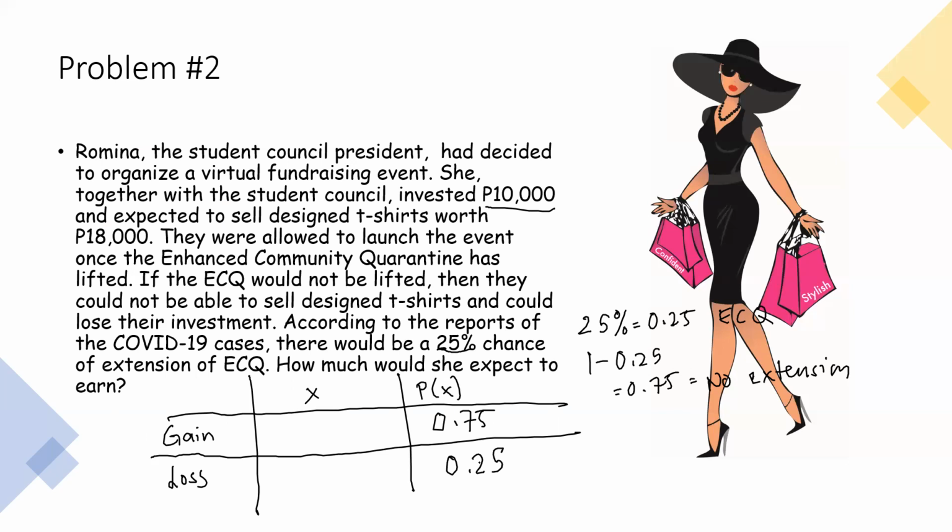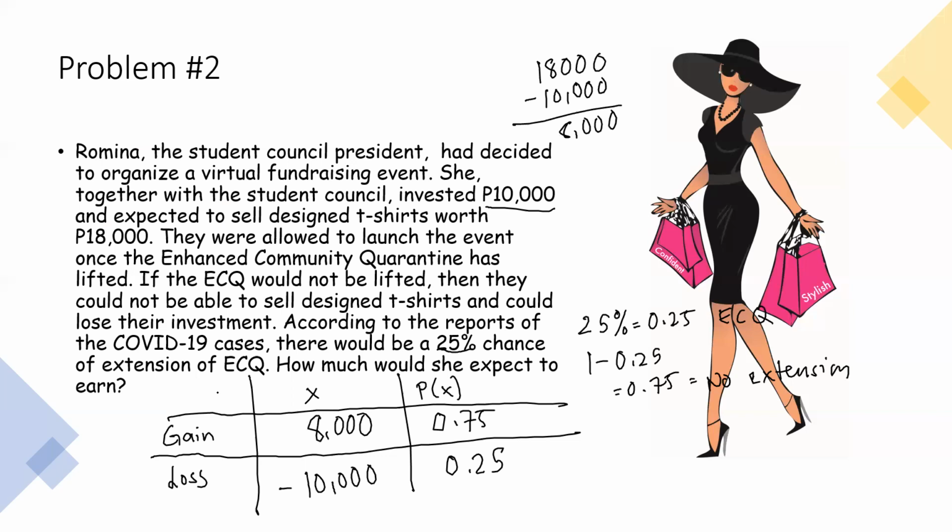When you invest money, there is a chance that you will lose money. So we're going to insert the 10,000 here. Since you had invested your money, it will become negative. While for gain, we're going to subtract the invested money from the expected sellings. So the remaining is 8,000. So this is the gain and this is the loss. The gain is expected to be 8,000 while the loss is expected to be negative 10,000.